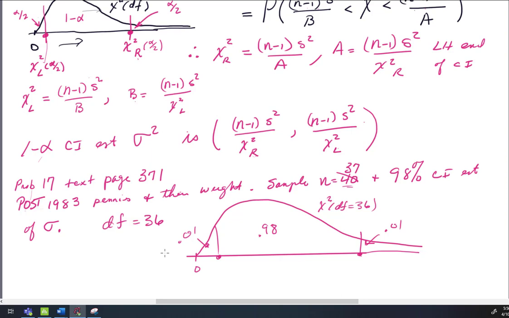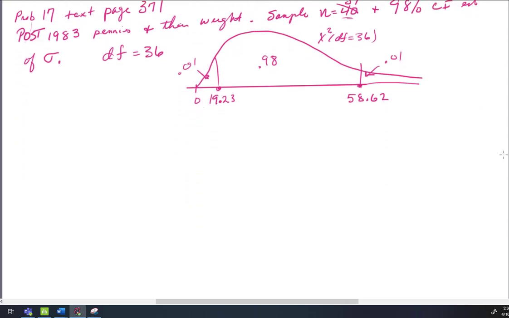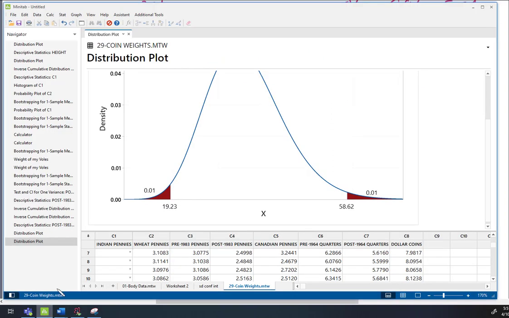So let's go back to the graphics tablet with those values. What we know now is that this critical value over here is 19.23, emphasize the point, and 58.62. And I think we can afford to scroll up a bit here. So our 98% confidence interval, and this is for sigma squared, don't forget, is going to be n minus 1, which would be 36, times s squared. Did we get that? I'm afraid we didn't get that.